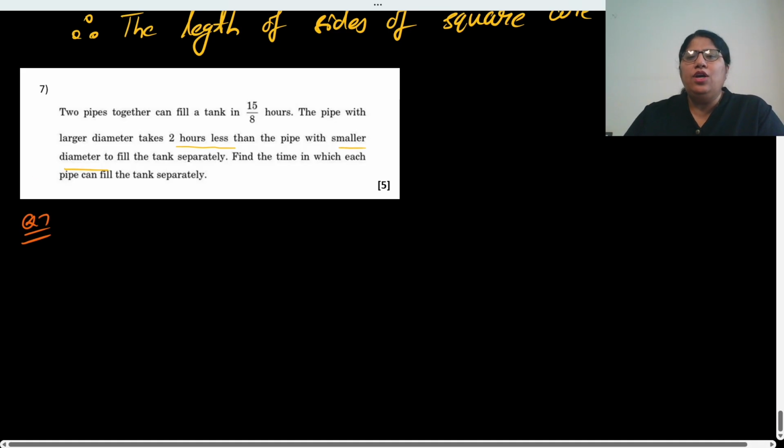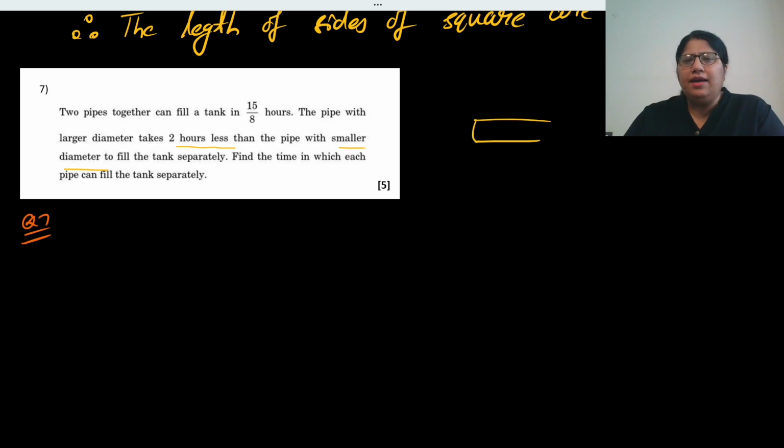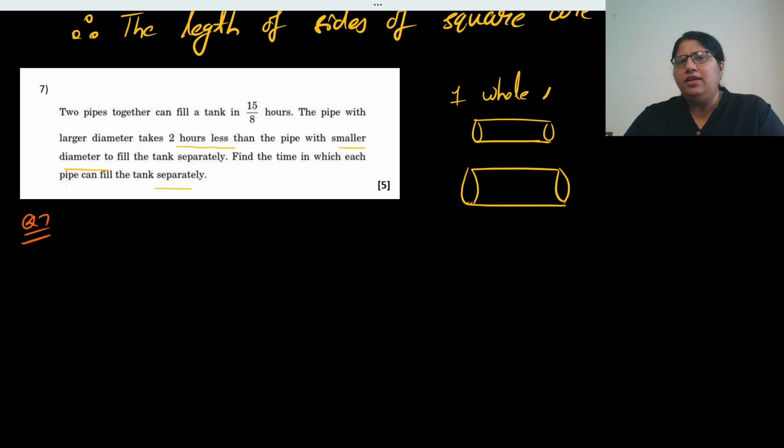Now, anyways, you know that if it is diameter, it means this is a pipe in cylindrical shape, and if the diameter is more, it's going to take less time to fill any tank, right? What do we need to find out? Find the time in which each pipe can fill the tank separately. So we are talking about one whole tank needing to be filled. Now for these kinds of questions you always follow the unitary method. You need to find out how much water will be filled in 1 hour.